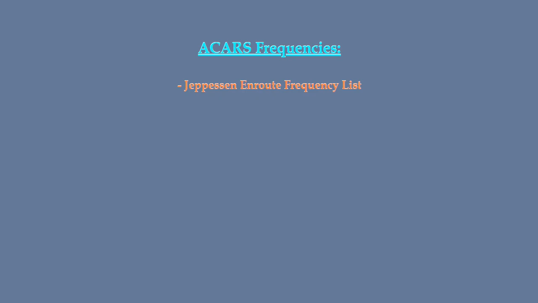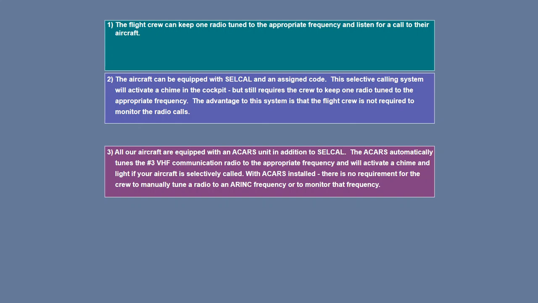A list of frequencies is provided that shows the ACARS frequency you need to use for the position of your aircraft. Now, there are 3 ways to operate this system depending on the equipment installed on the aircraft. The fleet is equipped with ACARS as described in paragraph number 3 on this frame.